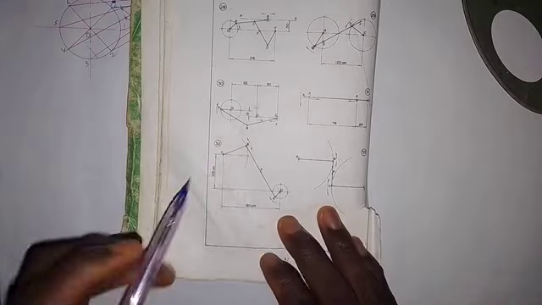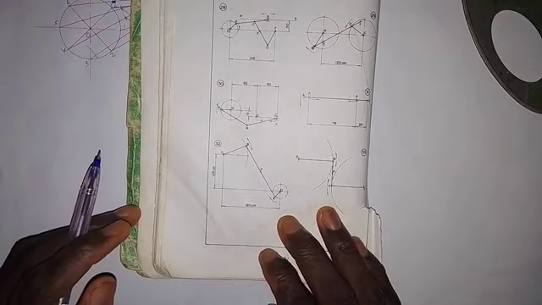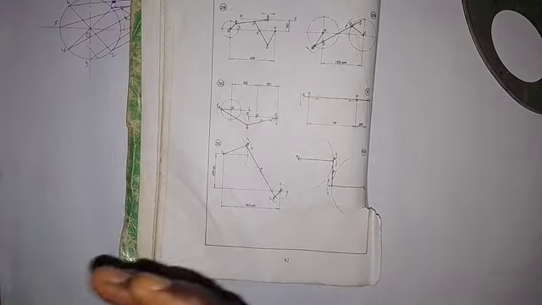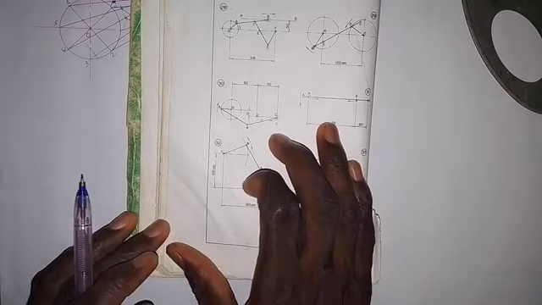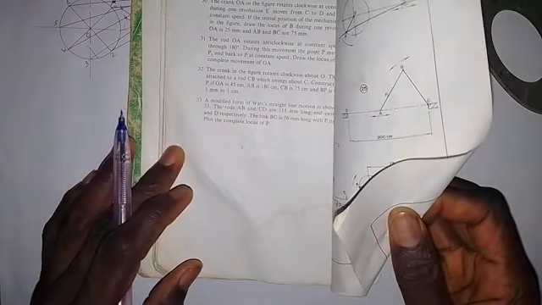Here we want to solve question 30, and it has to do with link mechanism, and we're on page 42 of Engineering Drawing 1. Let's read the instruction for us to know what we are to do.